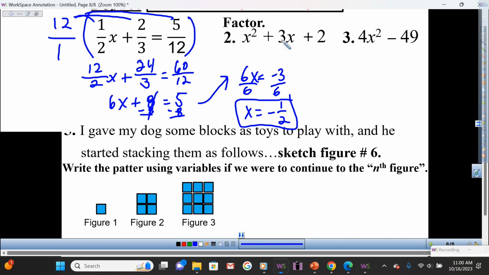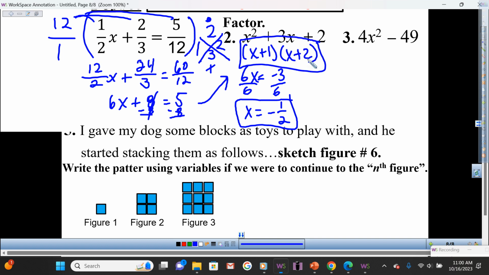Go to number 2, factor. 2 on top, 3 on the bottom. Factors of 2 that add up to 3: 1 and 2, yes? So my factors are x plus 1, x plus 2. Hands up if you got that by yourself.